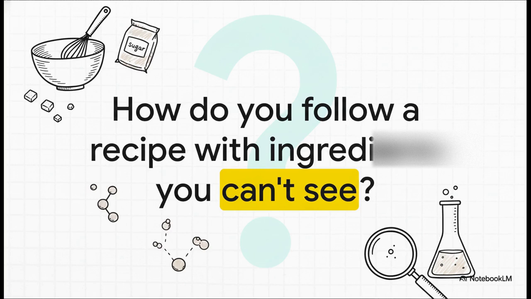Think about it like this. Imagine you're trying to bake a cake, but your ingredients, the flour, the sugar, they're all so tiny you can't even see them, let alone count them out. That's basically the challenge chemists face every single day with atoms and molecules. So how on earth do they pull it off?